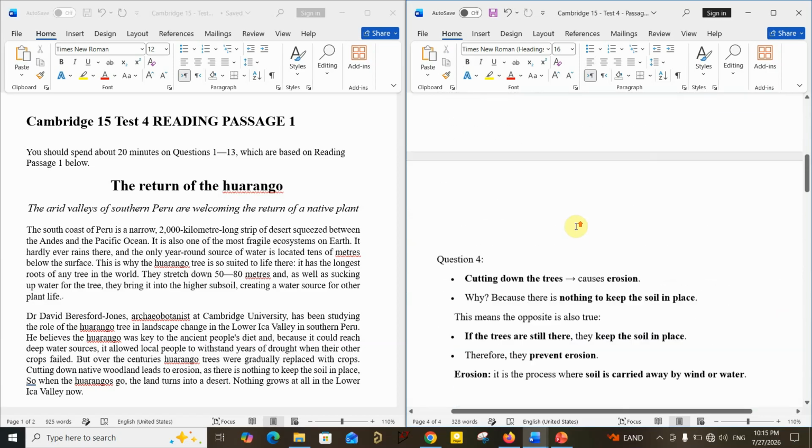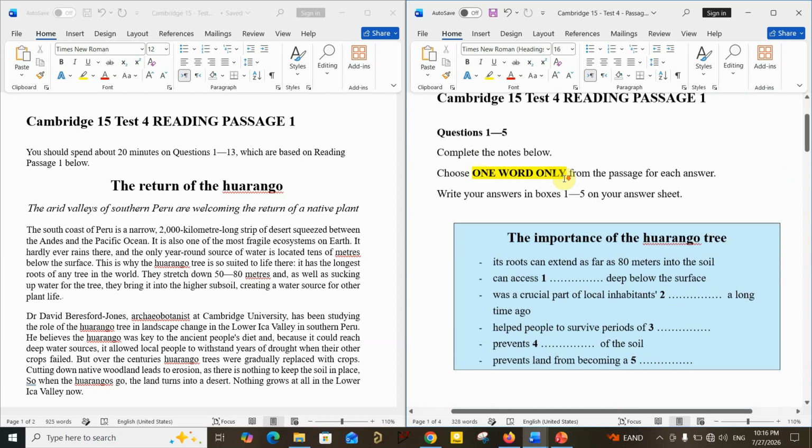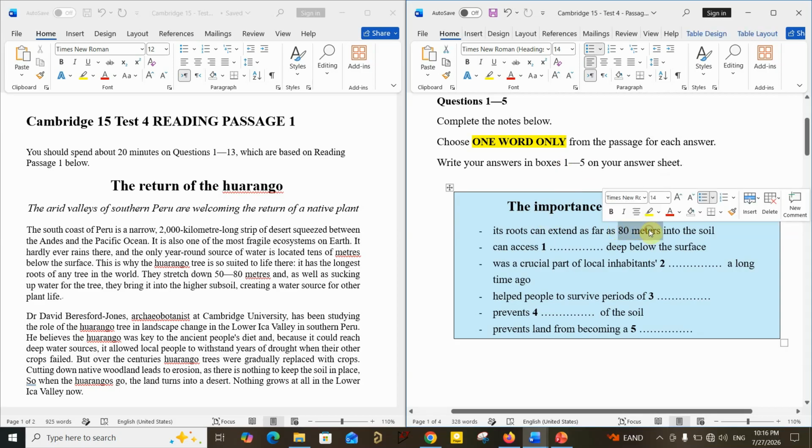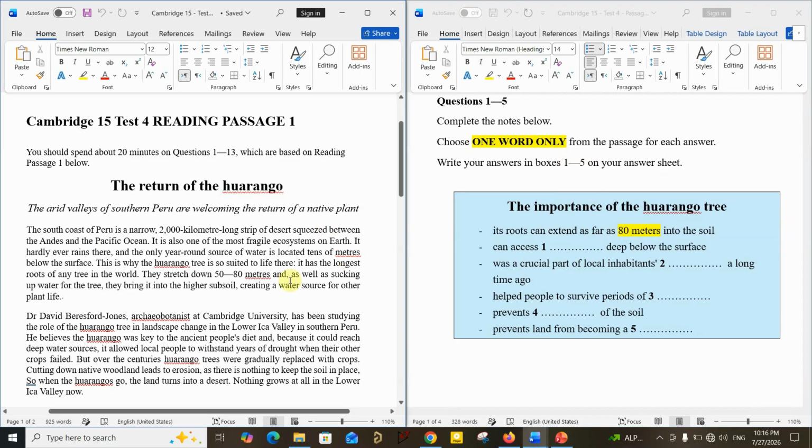So I'm going to start at the beginning. In this notes completion, the questions and answers are in the same order. So the most important thing is that you find the keyword relating to the first question. And because of the importance of the Harango tree, here you have a number. Numbers are really easy to look for in the passage. You just move your eyes quickly, ta-da, this is 80 meters. So the answer to question 1 is probably in here. Start in there.